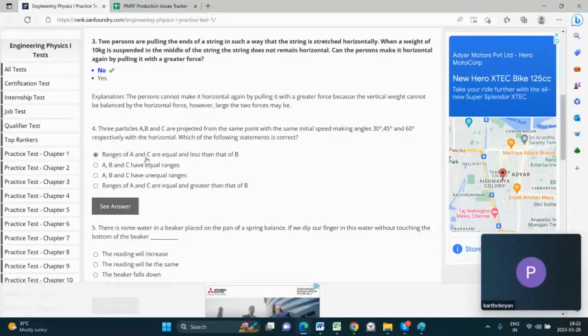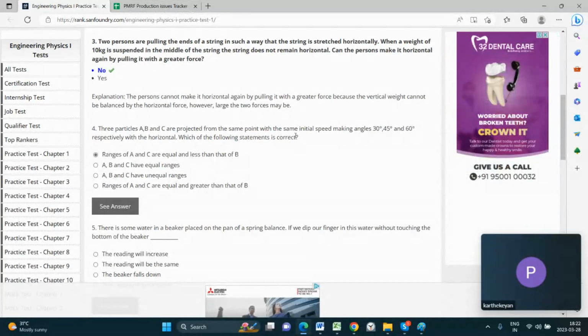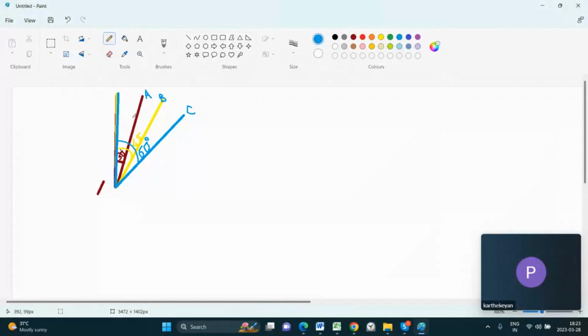Ranges of A and C are equal and less than that of B. A, B, and C have equal ranges. What does it say about speed? Same speed. It is projected from the same horizontal line. Three particles moving at the same speed are making three different angles, 30, 45, and 60, and we are asked to find which statement is correct. Ranges of A and C are equal and less than that of B. Remember, they go at equal speed.